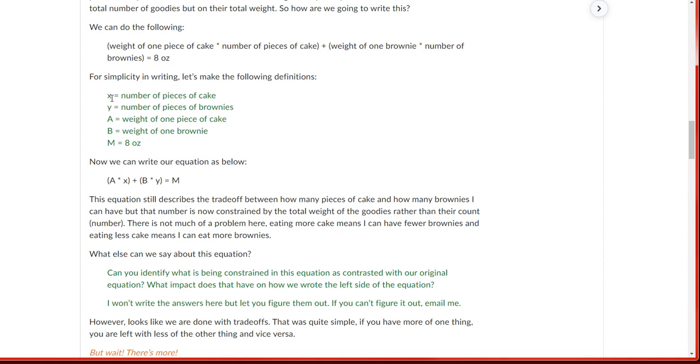So I'll call X my first unknown variable, the number of pieces of cake, which I don't know yet, because that's what I'm going to solve the equation to find out. And my second variable is going to be Y, which I allocate to the number of brownies. Okay, so that's one part. Now I'll call the weight of 1 piece of cake A, and the weight of 1 brownie B. So you can ask, well, aren't A and B variables, right?